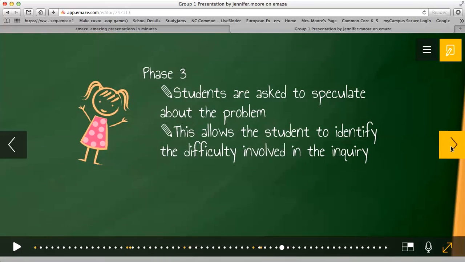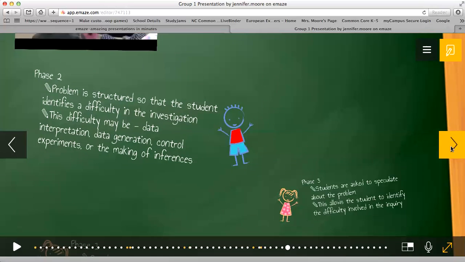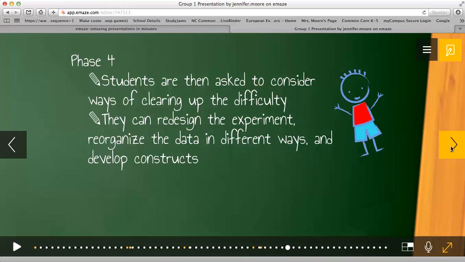During Phase 3, students are asked to speculate about the problem. This allows the students to identify the difficulty involved in the inquiry. In Phase 4, students are then asked to consider ways of clearing up the difficulty. They can redesign the experiment, reorganize the data in different ways, and develop constructs.